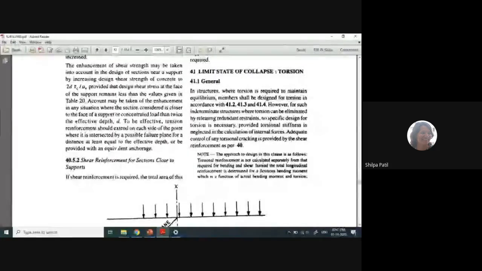The approach to design in this clause is as follows. Torsional reinforcement is not calculated separately from that required for bending and shear. Instead, the total longitudinal reinforcement is determined for a fictitious bending moment, which is a function of actual bending moment and torsion.